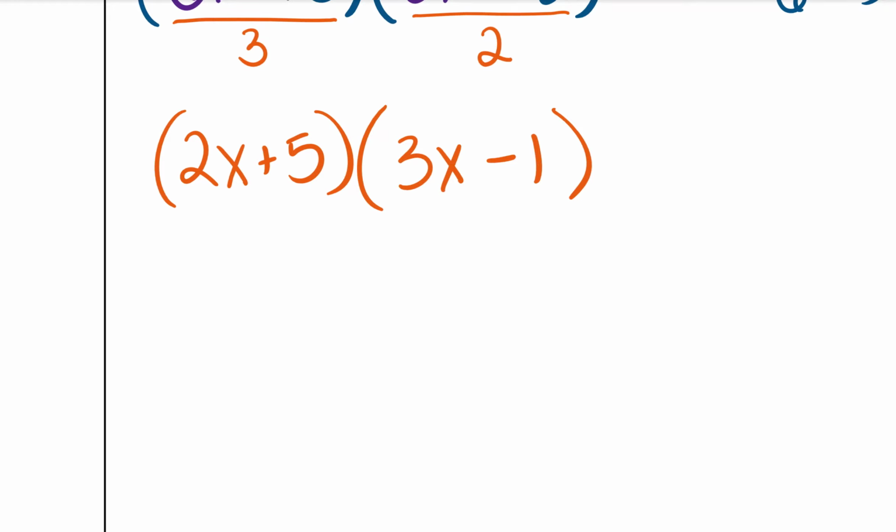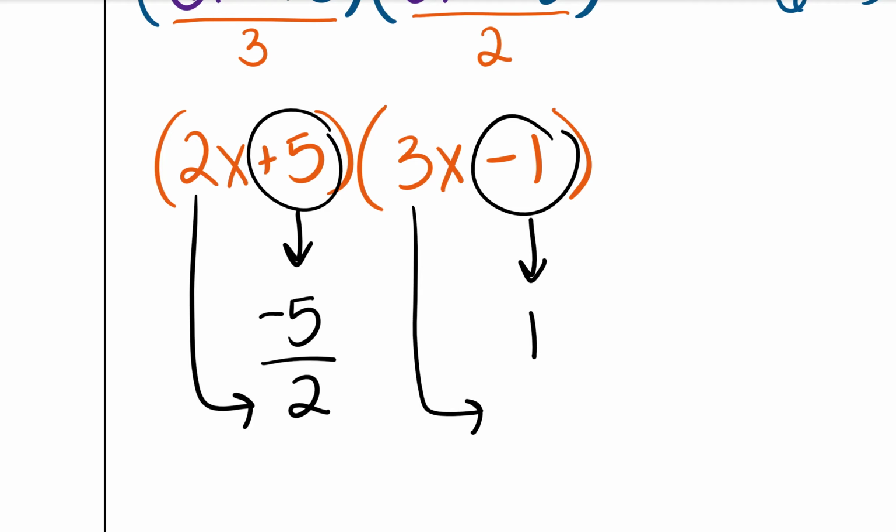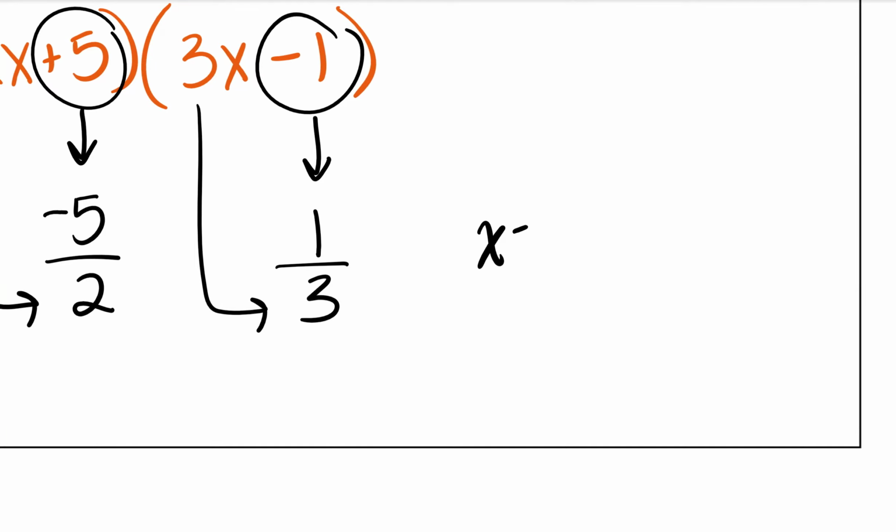And last thing, I take my number, flip the sign, and divide by whatever number's in front of x. Take my number, flip the sign, and divide by whatever number is in front of x. Now, I can't reduce either one of these, so that would just be my answer. So I have -5/2 and 1/3.